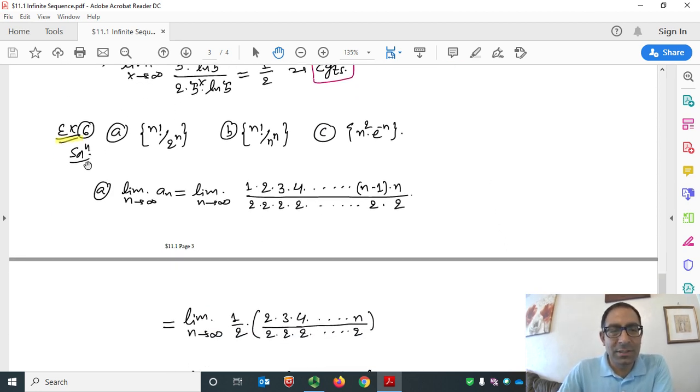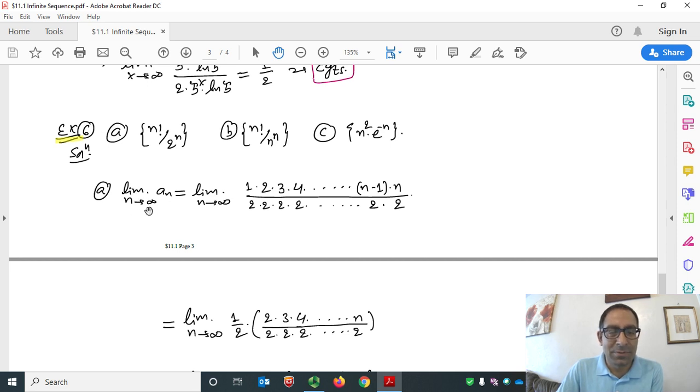In example 6, there are 3 parts. Determine whether the following sequence converges or diverges. A, n!/2^n. B, n!/n^n. C, n² times e^(−n). So in part A, let's use the definition. Let's take the limit of the nth term.